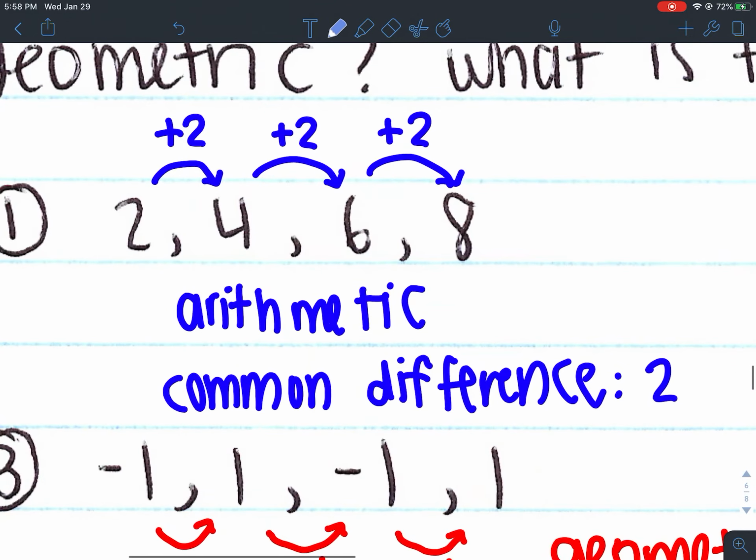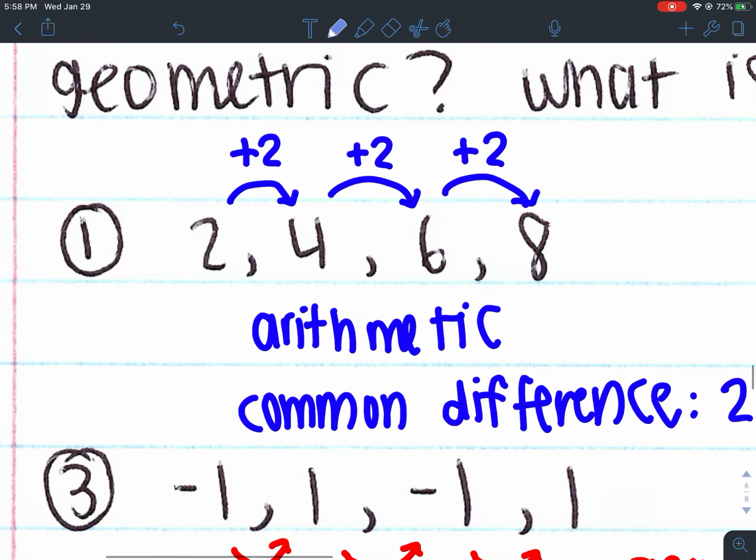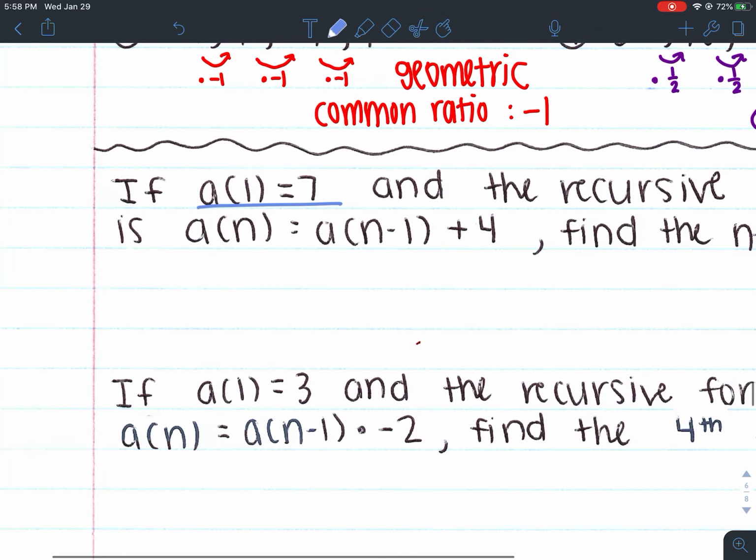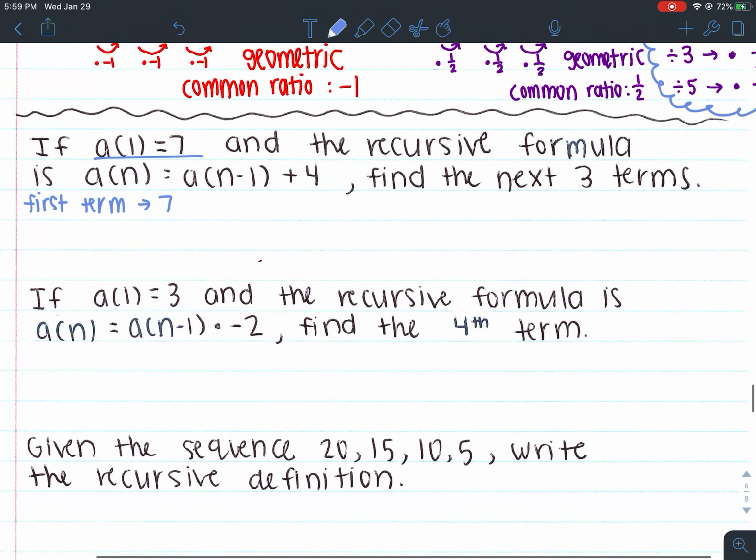So for example, the first term in the number 1 here is 2. So they're telling us that the very first number that we have is 7. So the first term is 7, okay? And then it gives us the recursive formula. A of n equals a of n minus 1 plus 4.